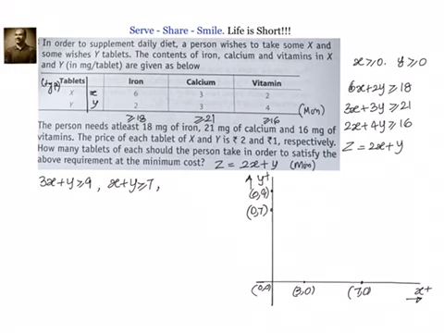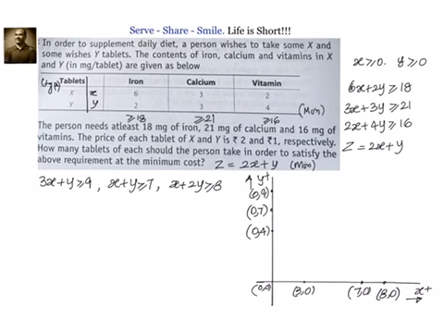Next we have one more, that is 2x plus 4y greater than or equal to 16. So can I write it as x plus 2y greater than or equal to 8? First we'll try to get x plus 2y equal to 8. Put x equal to 0, we will have 2y equal to 8. That means the point will be 0 comma 4. If we substitute y equal to 0, x will be 8. So the point will be 8 comma 0.